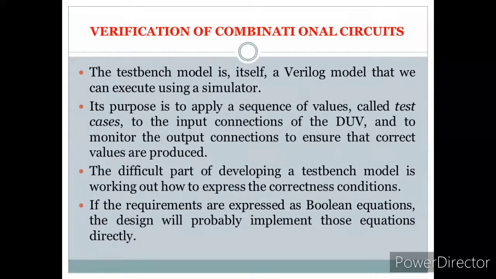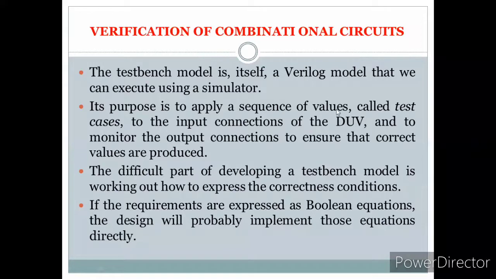The test bench model itself is a Verilog model that we can execute using the simulator. As I said, we are storing all possible configurations of the input of a model. We are writing the program in Verilog and giving it as an input to that. It means that we are writing the test bench and instantiating, or calling, the model and feeding the input to that particular model and checking the output, whether it is producing correct output or not.